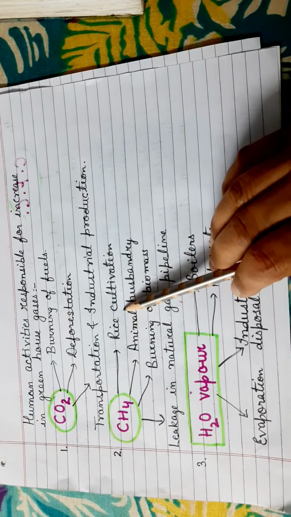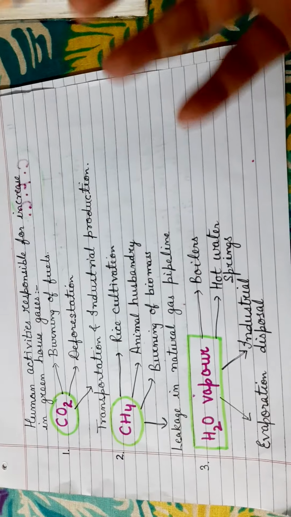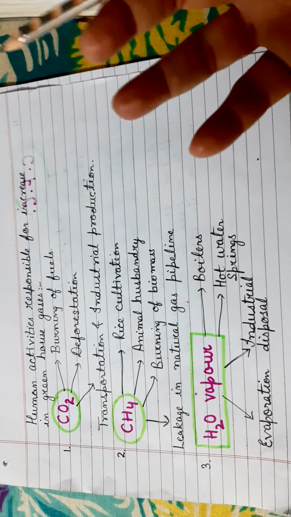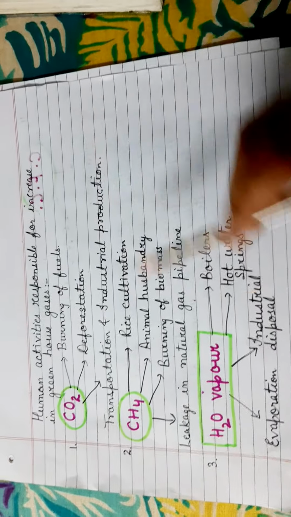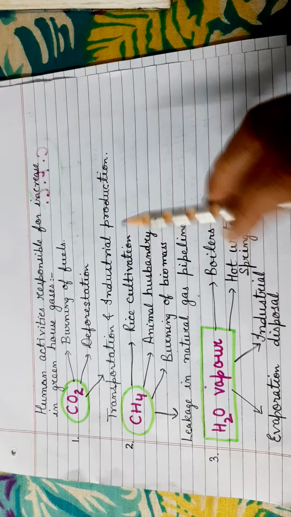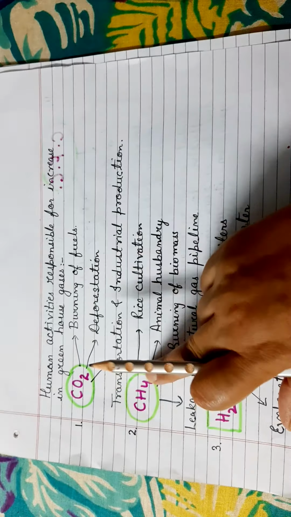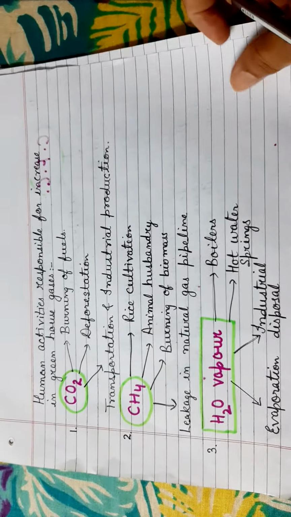Rice cultivation, animal husbandry, that is the decomposition of dung and other wastes, even the burning of biomass, and the leakage in the natural gas pipelines cause an increase in the content of methane in the atmosphere.